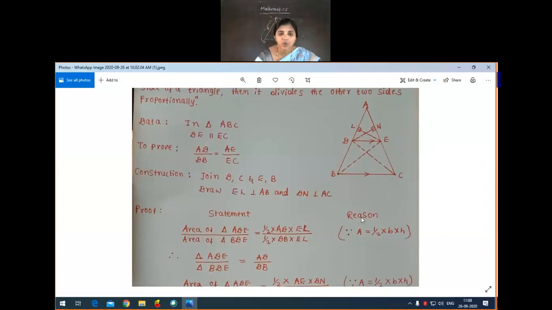So what we have to do here is area of triangle ADE. Are you observing this triangle, area of triangle ADE? We have to take the ratio of area of triangle ADE divided by area of triangle BDE.